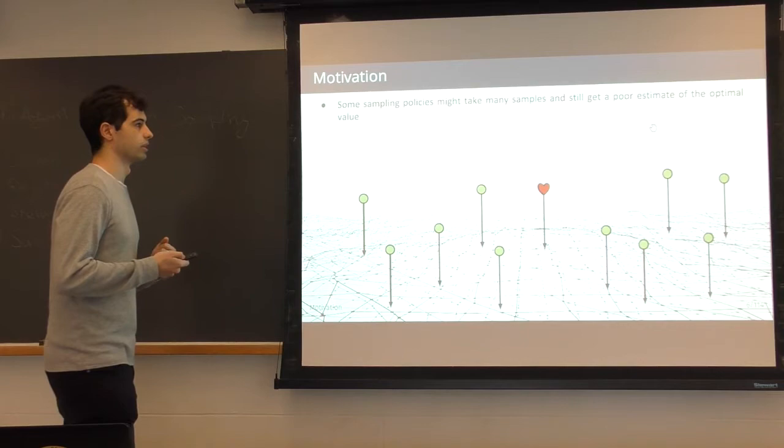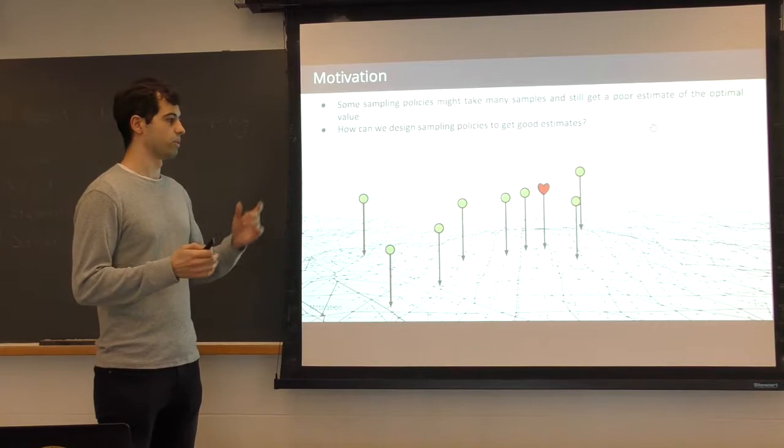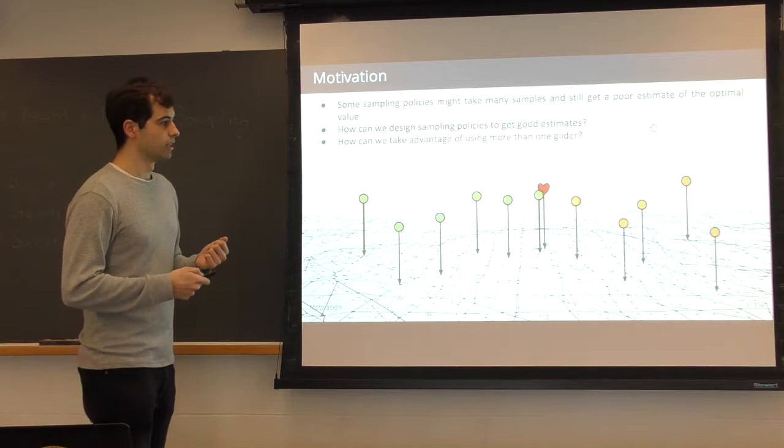So here we have to ask a question: how can we design these sampling policies to actually, given this limit on the number of samples, given the sample budget, get good estimates on these optimal points? And second, if we have more than one glider, more than one robot, how can we benefit from that?